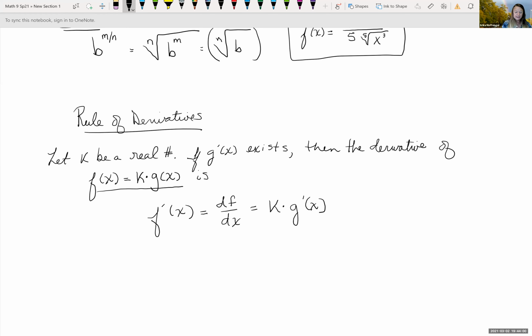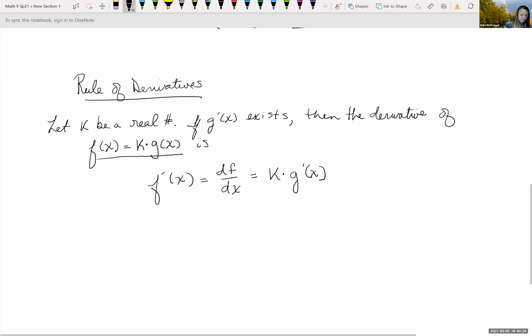So just like we were taking limits before, if we had a limit of a constant times a function, we could take that constant out and then look at the limit of that function and then multiply it by the constant. So here, if we have some constant times a function, we can rewrite it as the constant times the derivative of that function. Okay.